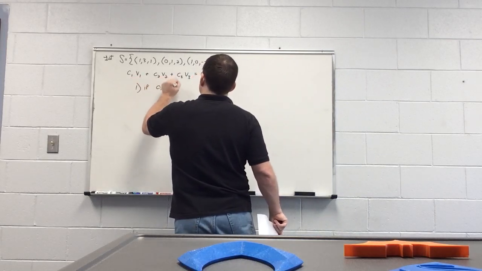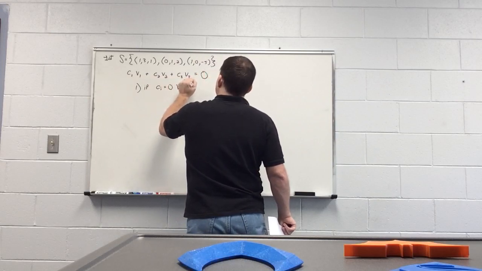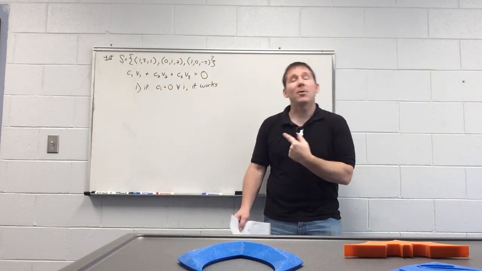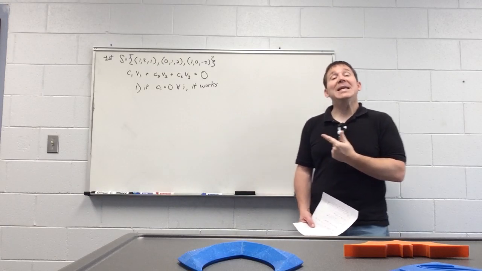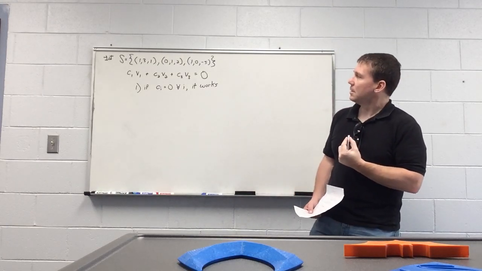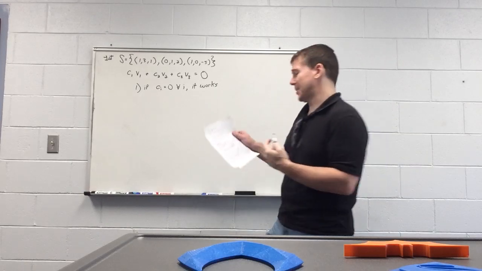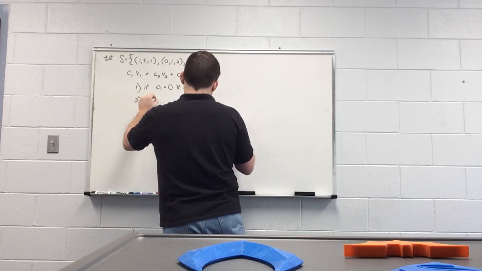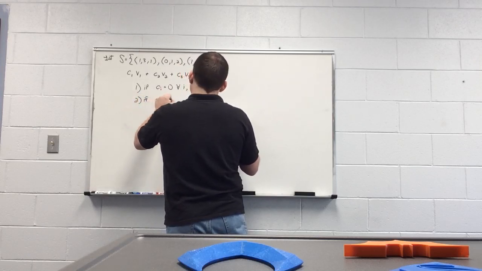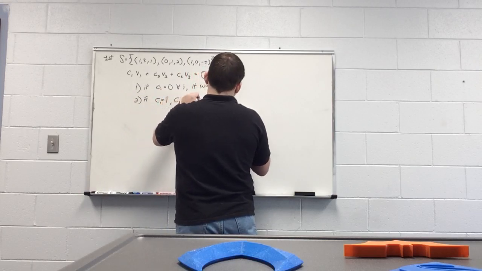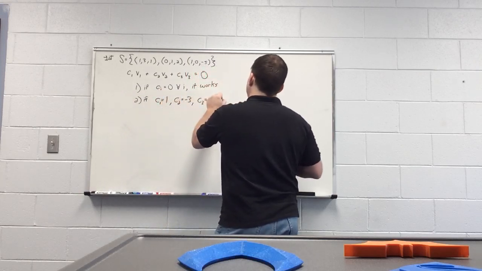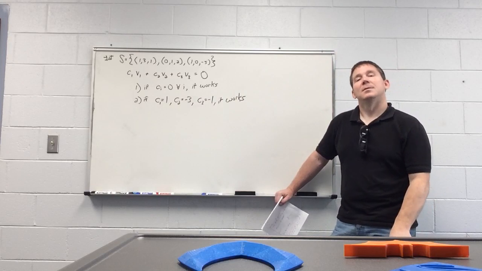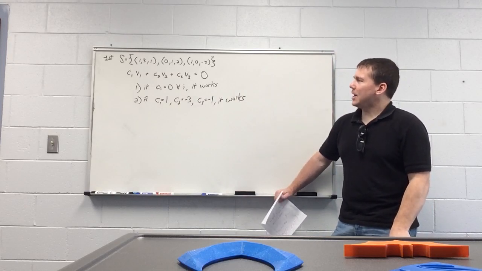If c sub i is equal to 0 for all i, it works, which is just the trivial solution. And that will be true for all of these. Are there any other solutions? Well, in this case, and here again, I'm going to skip the algebra, so you'll just have to trust me on this, or do the math out yourself. If c sub 1 is 1, c sub 2 is negative 3, and c sub 3 is negative 1, it works. So now I get a non-trivial solution.